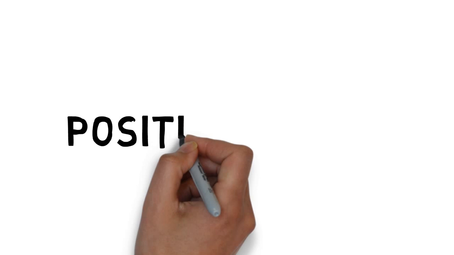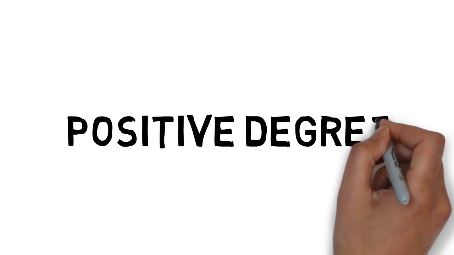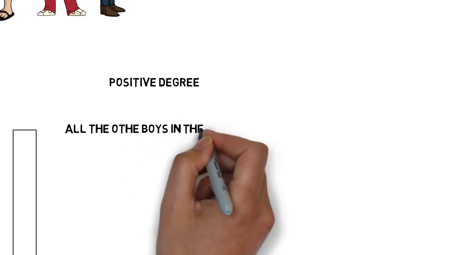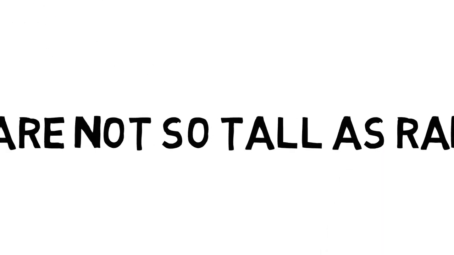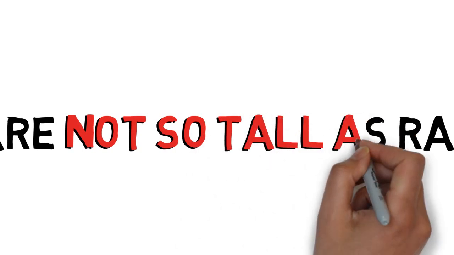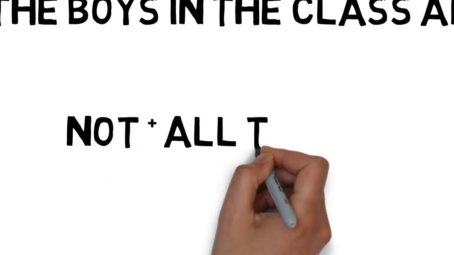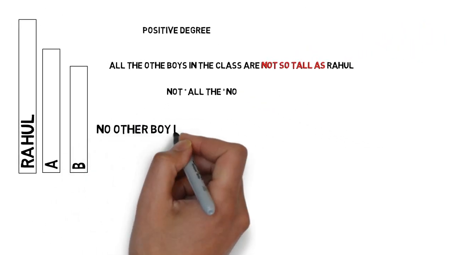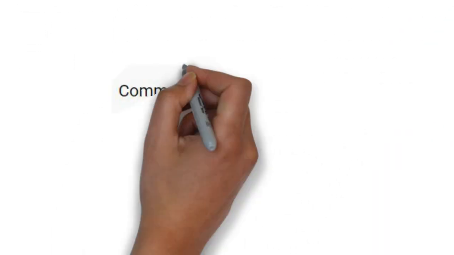Now the positive degree. When we look at the positive degree, we have to start from the other side, I said. So one side is Rahul, the other side is all the other boys. So we have to write: all the other boys in the class are not so tall as Rahul. This is the formula for the positive degree, so tall as. So this is one method. One more way you can write: add this not to all. If not is added to all, it becomes: no other boy in the class is as tall as Rahul. I hope this is clear.